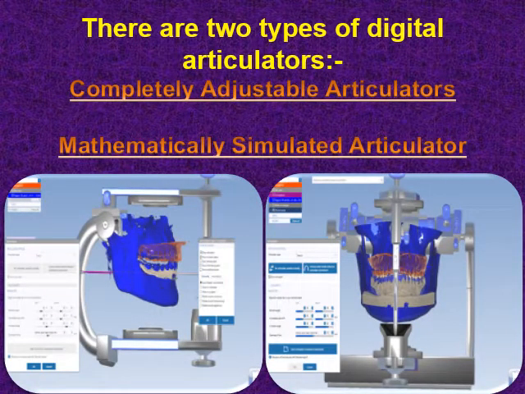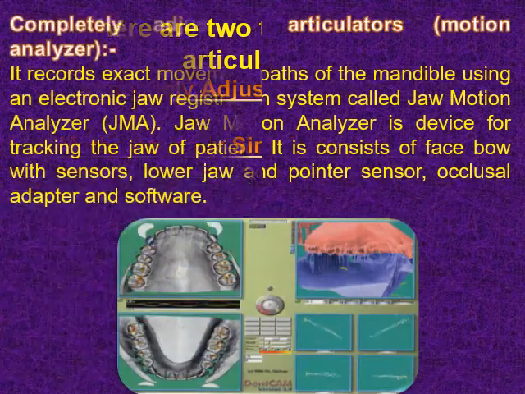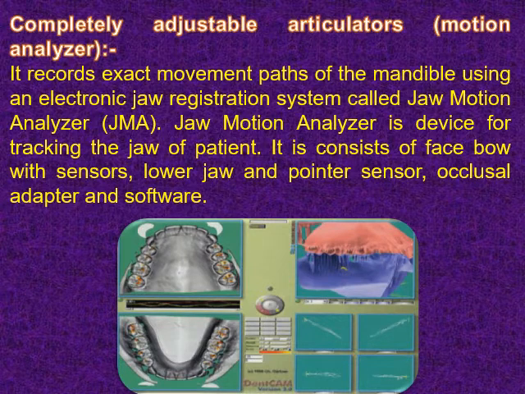There are two main types of digital articulators: completely adjustable articulators and mathematically simulated articulators. For the first one, the computerized adjustable articulator, it's also called motion analyzer. It records the exact movement path of the mandible using an electronic jaw registration system called jaw motion analyzer, as seen in this figure. Jaw motion analyzer is a device for tracing the jaw of the patient. It consists of the face bow with sensor, lower jaw and pointer sensor, occlusal adapter, and finally software system.